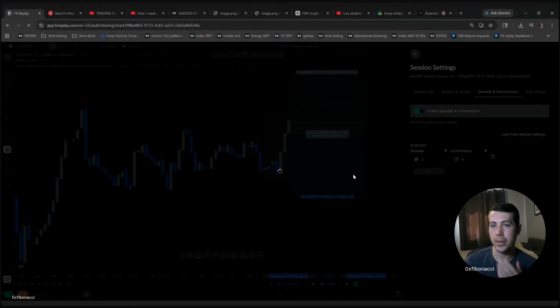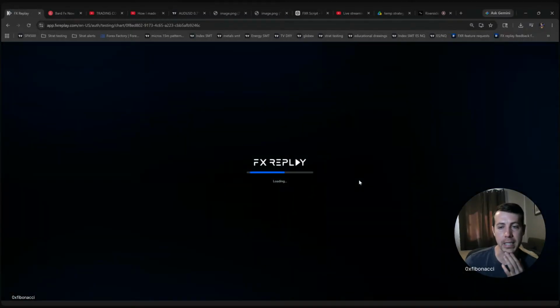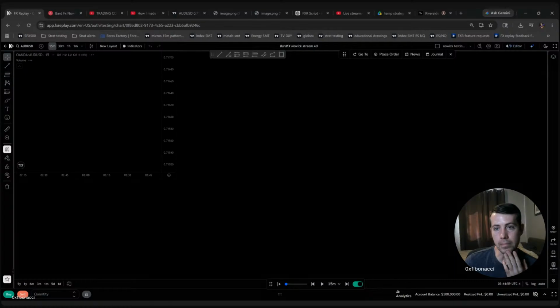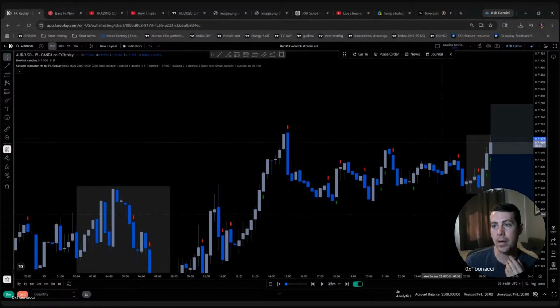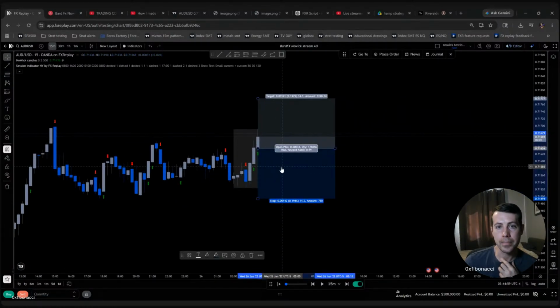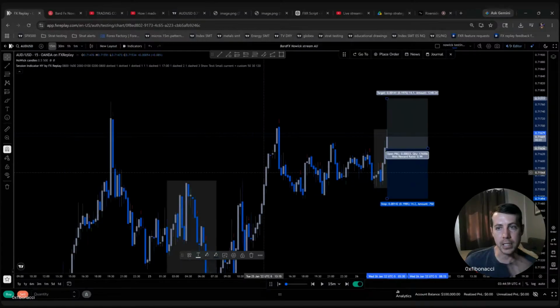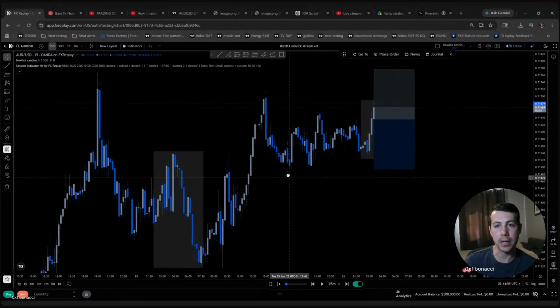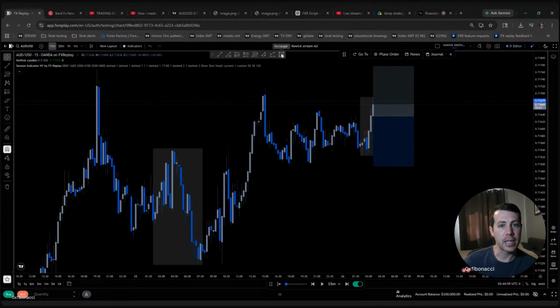But I think 1 pip is pretty reasonable based on some averages that I was seeing. Just so we have a little more realistic testing, we'll add some spreads there as well. And then last thing before I place this, I just want to do a quick reasonability test for any type of support and resistance.